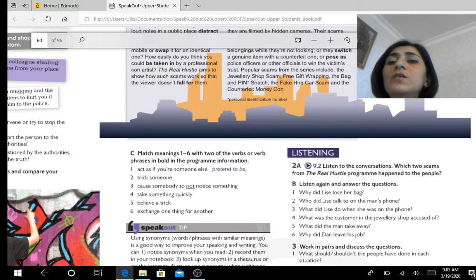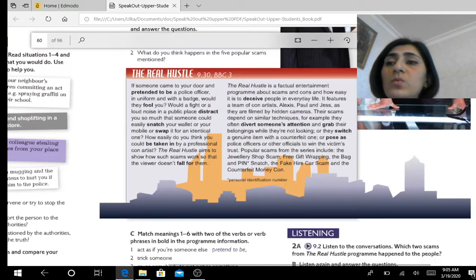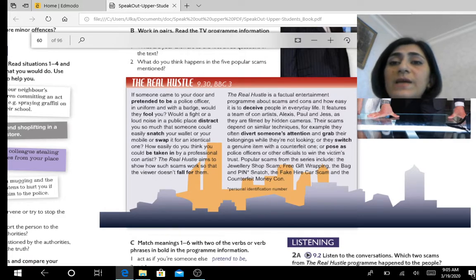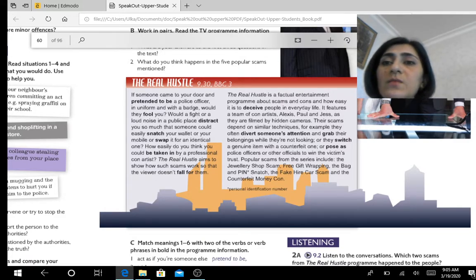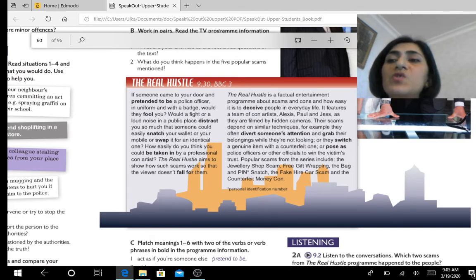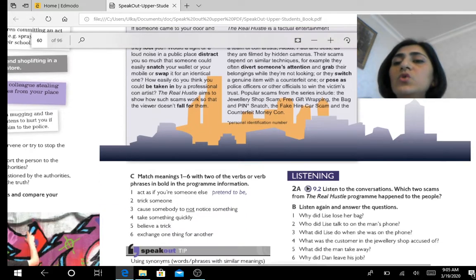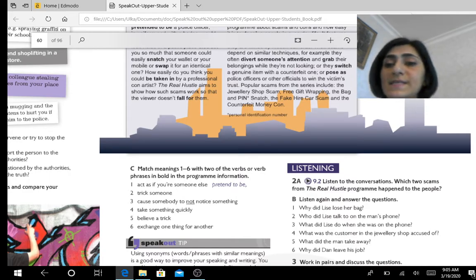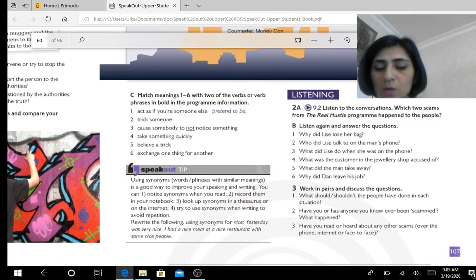Act as if you are someone else, pretend to be, trick someone. So you go above and try to find which one is to trick someone. Maybe deceive, maybe fool, right? So after you find out a lot about the meanings of these verbs and this phrase, you can easily complete your exercise C. That's it. And then we go to our exercise 2.